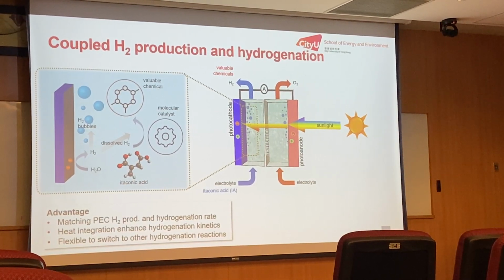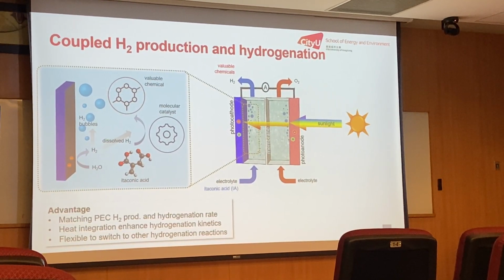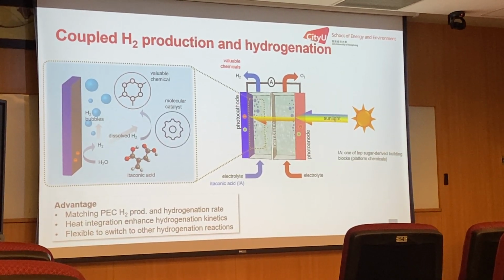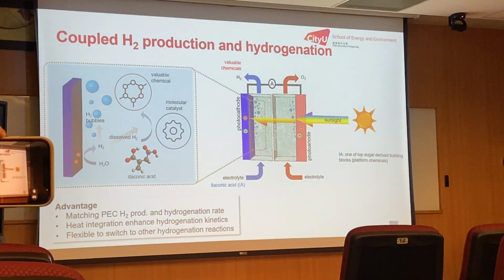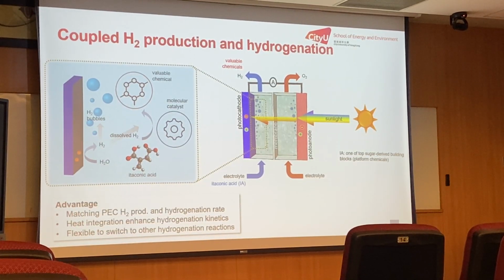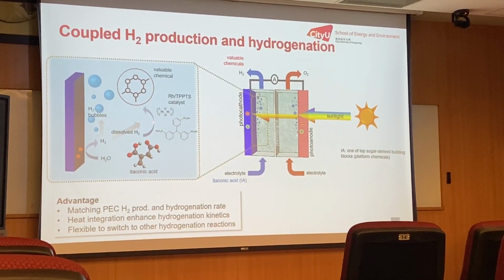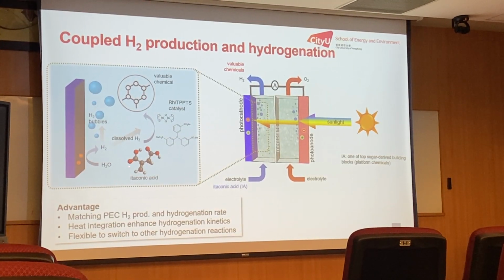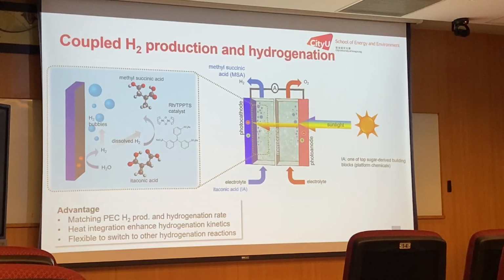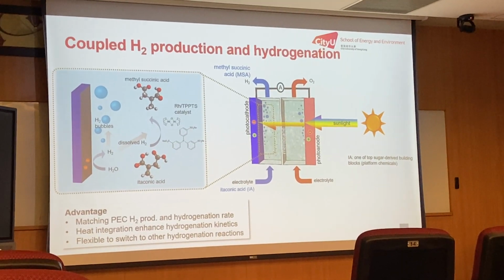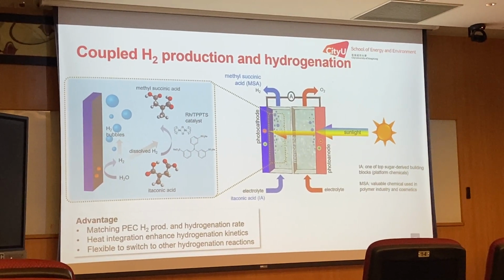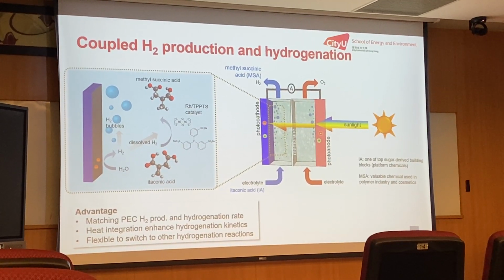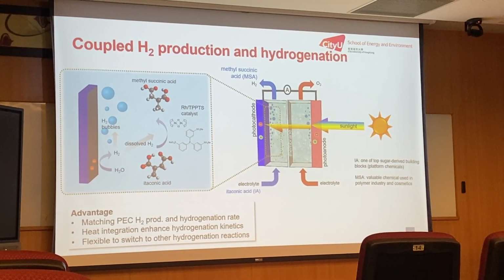But anyway, we wanted to find the first proof of concept reactions, and our attention started with itaconic acid. This is a platform chemical, one of the top sugar-derived building blocks. And if you hydrogenate this itaconic acid with a standard rhodium TPPTS catalyst that can hydrogenate this C=C double bond, you can get methyl succinic acid, or MSA. And MSA is a valuable chemical used in the polymer industry and cosmetics. And as soon as we go to the cosmetics industry, these things cost quite a lot of money.